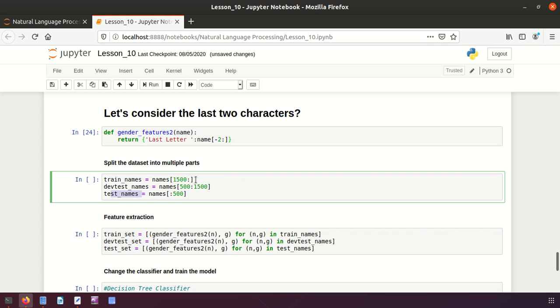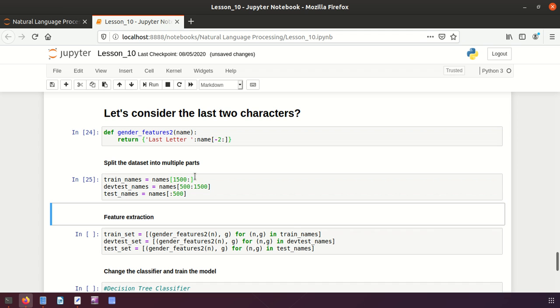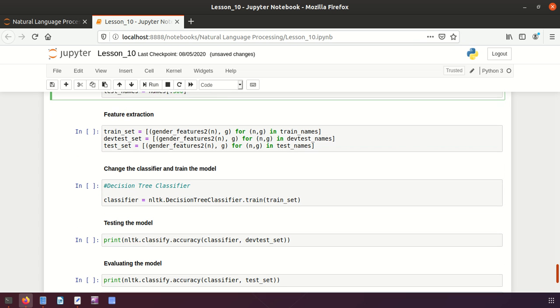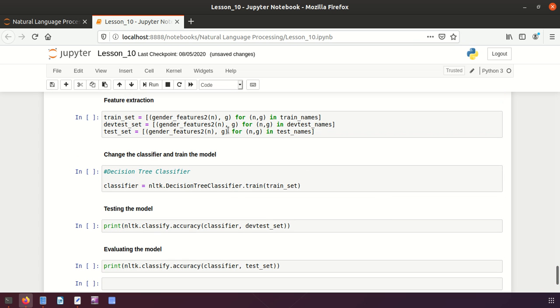Here now we have three partitions, not two partitions, but in the previous we had only two partitions, training and test. Here I created another partition also, develop, and test is also there. And now I am calling my function here for feature extraction, feature gender, and calling this function too. Now let's see the result, how it returns.